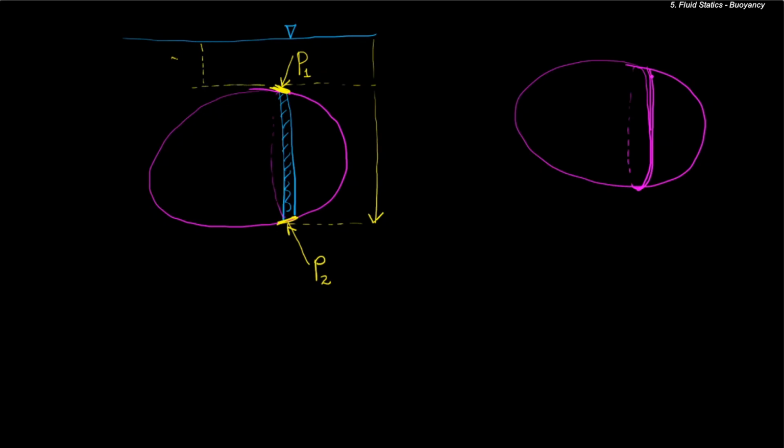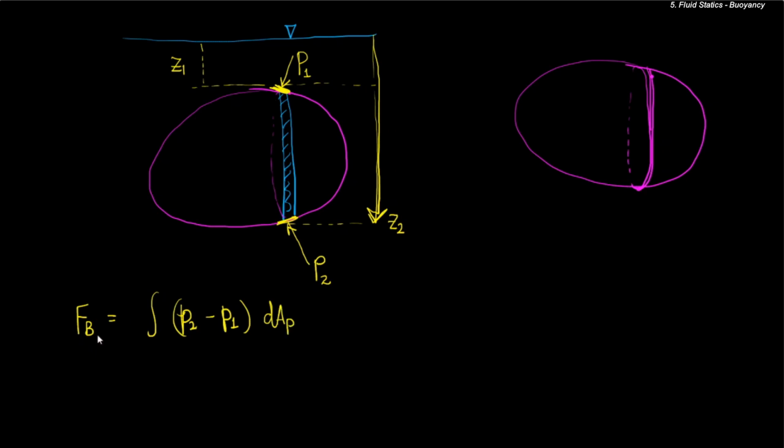This height, let it be Z1, and this depth from the free surface, let it be Z2. So now we can say that the buoyancy force will be the integration of P2 minus P1, times this perimeter, let us call it dA perimeter.